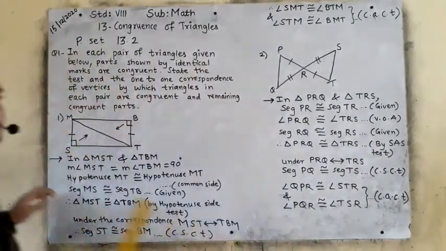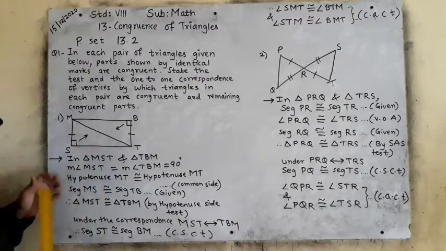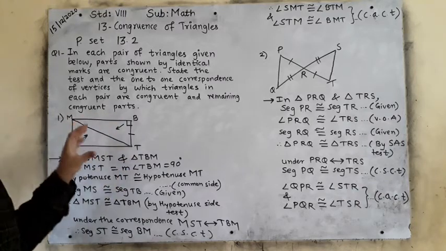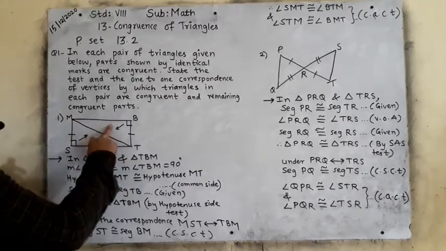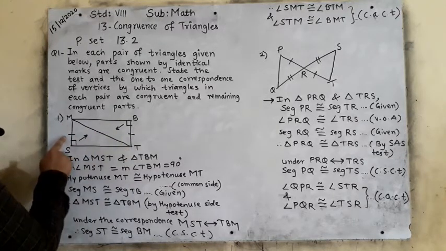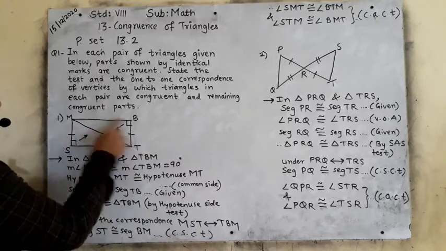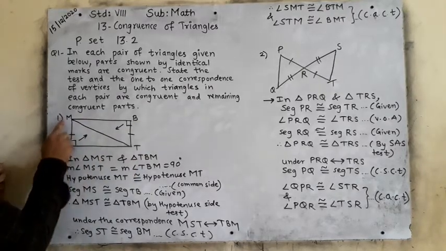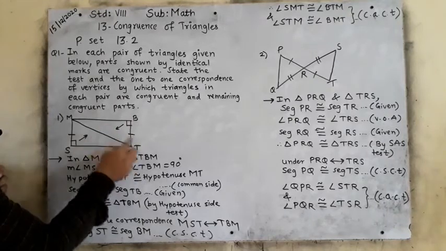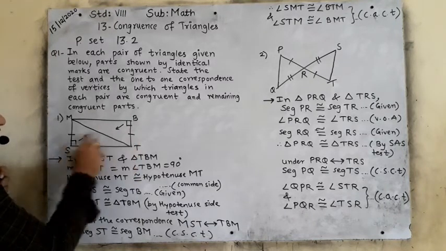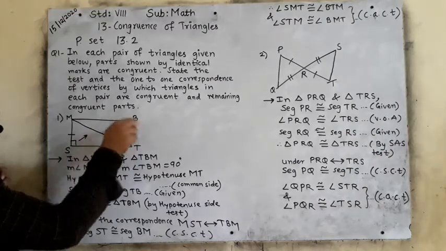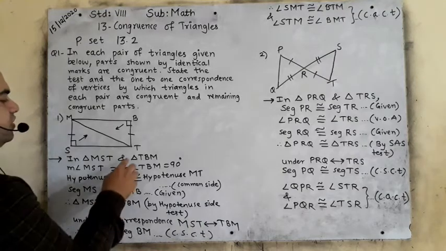Please look at the board. Now see, this is the figure. By watching it we can see it is a quadrilateral, and segment MT is a diagonal. In the quadrilateral there are two triangles: triangle MST, and the second triangle will be TBM. Why do you start from T? Because there is one identical mark, and S comes in between because S is 90 degree. So here B should come in between because B is 90 degree. So you will write triangle TBM.